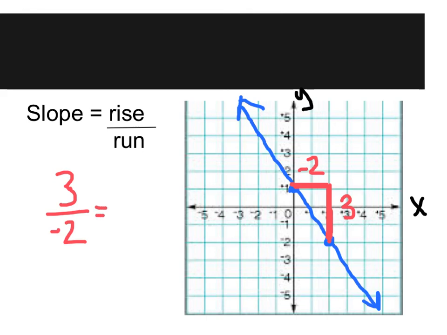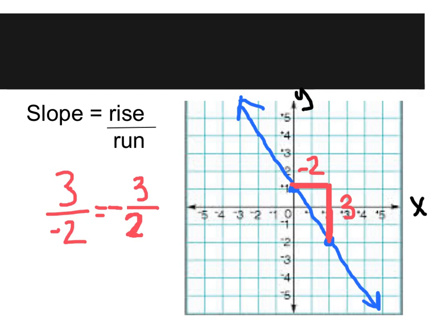You want to leave this a fraction. This cannot be reduced, so we're going to end up with 3 over -2. Now, my negative can go in front of my fraction. It can go with the 3 or the 2. Typically, we're going to put it in front as -3/2.